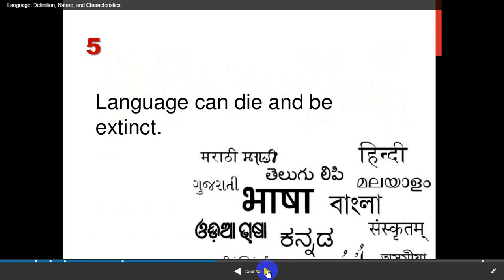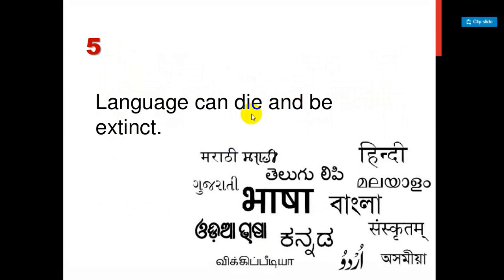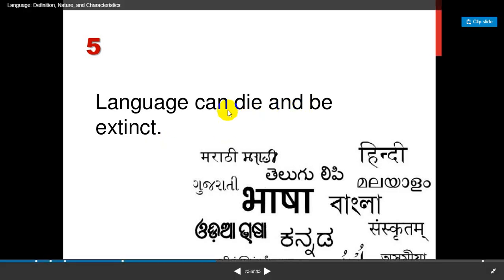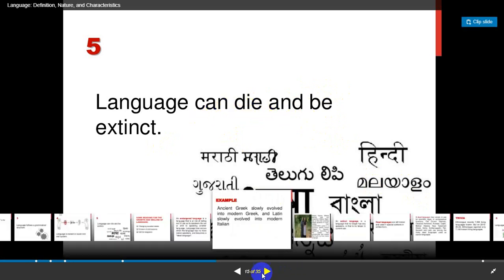Okay, number 5. Language can die and be extinct. Die means it is not used anymore. It died. All words die and be extinct. Yes, almost out of date. Be extinct means out of date. Words die, new words come.